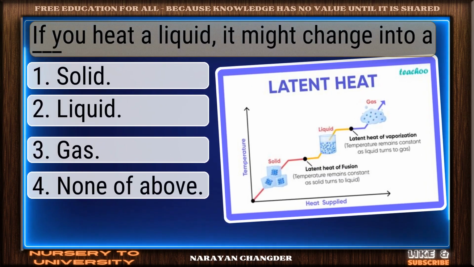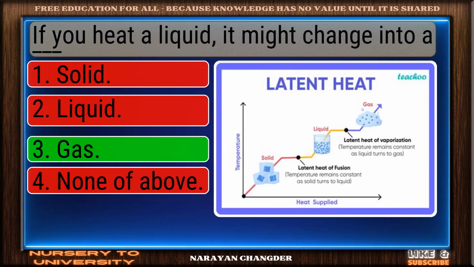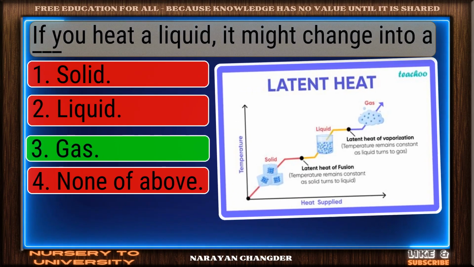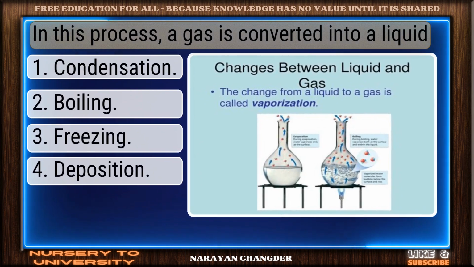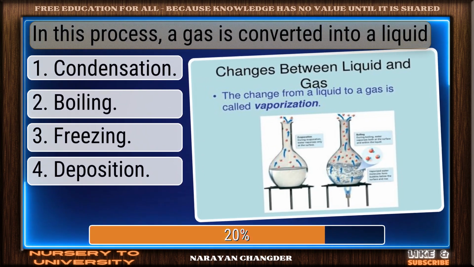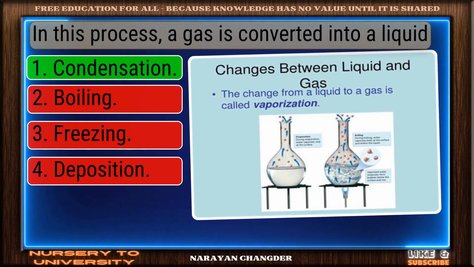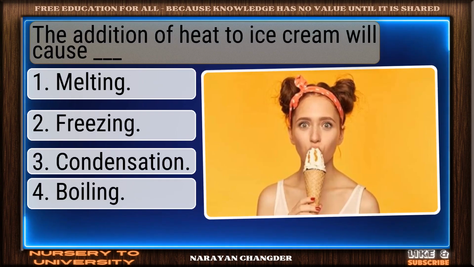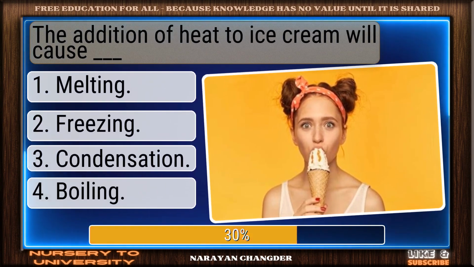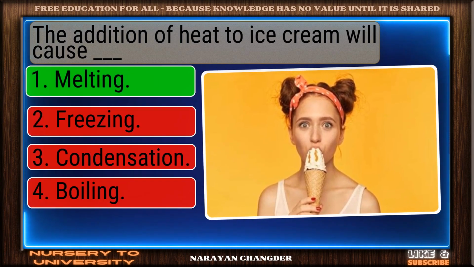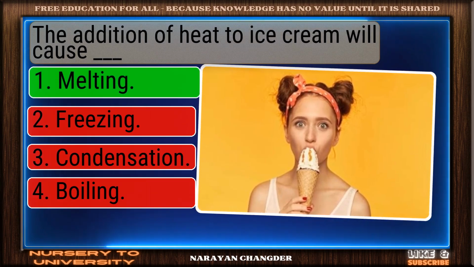If you heat a liquid, it might change into a dash. Good job. Your answer, gas, works well here. In this process, a gas is converted into a liquid. You chose condensation, and it is correct. The addition of heat to ice cream will cause dash. Excellent. Melting is a brilliant choice.